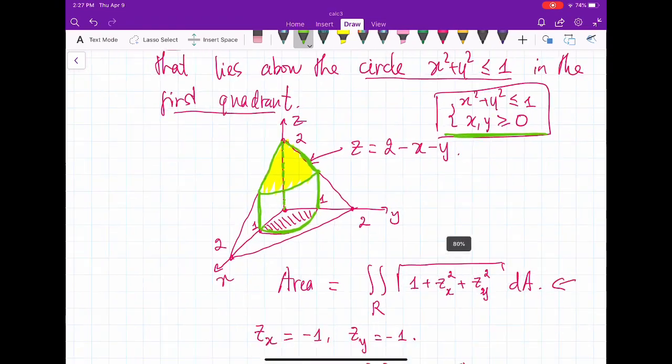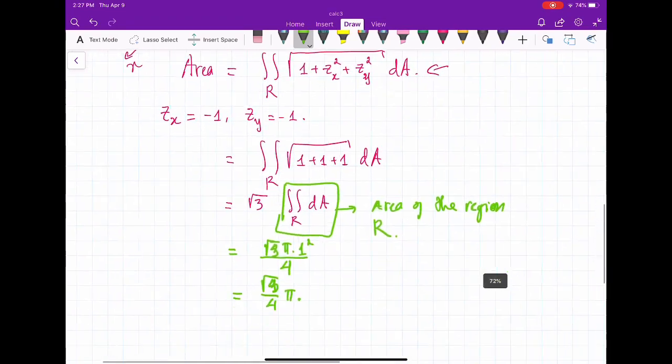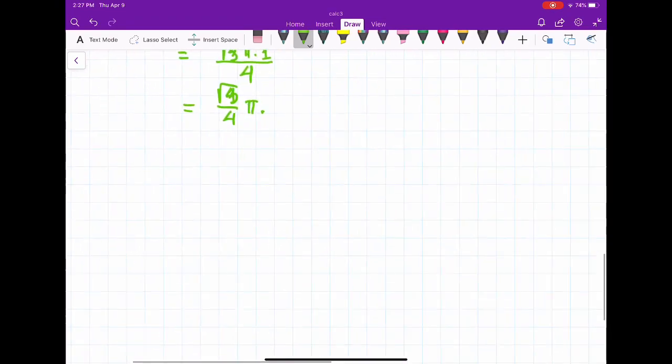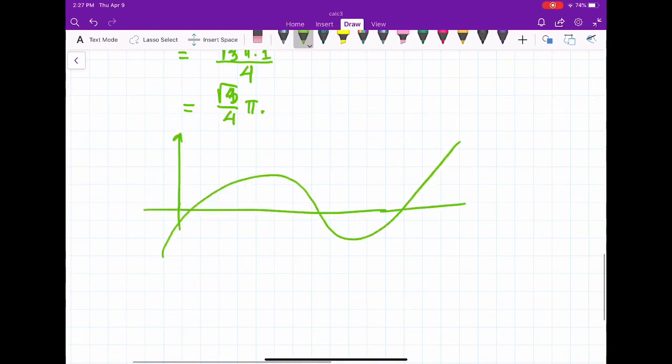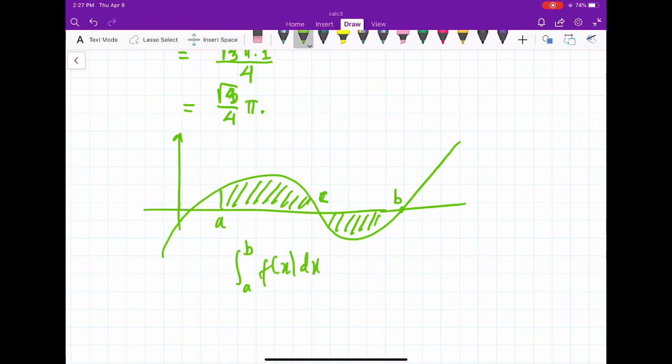So I hope you still remember the picture when we studied the area problem in calculus 1. Like if you have some function f like this, right? And you want to find the area of this region and this region. So you have to break your definite integral into two integrals, right? Because if you just take the integral from a to b of f of x dx, the answer is not correct because you have negative area right here. Makes sense?